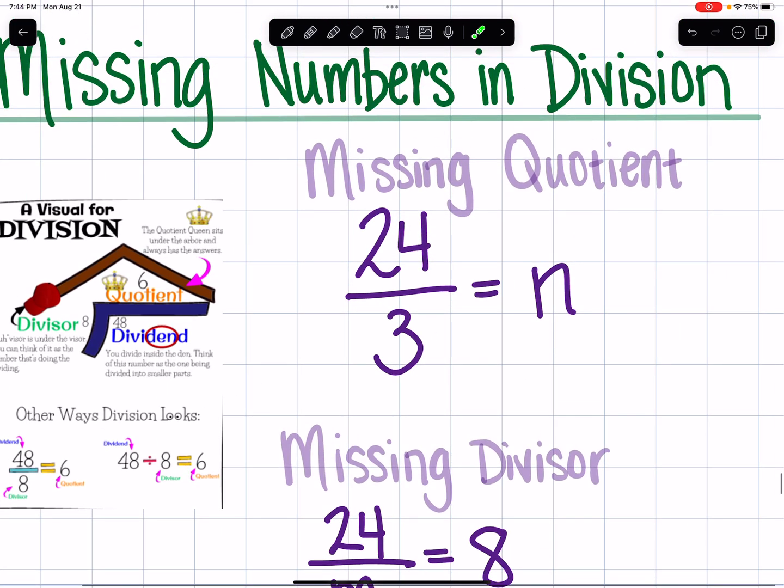So what if you have a missing quotient? That means you just don't know the answer. All you do is divide the other numbers. 24 divided by 3 is n. No problem. Just divide 24 by 3, you'll get the answer.